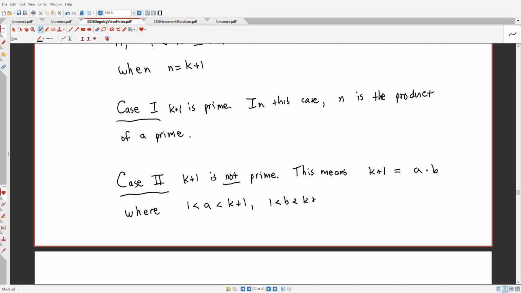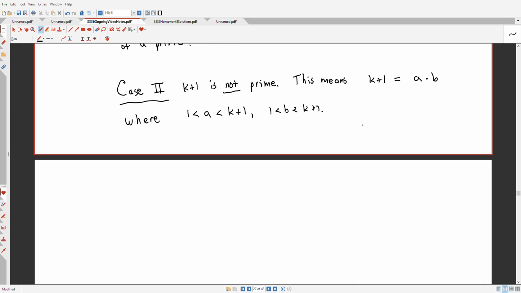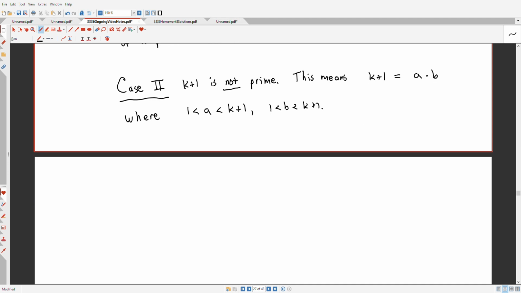And here's where we get to appeal to strong induction. Look at what we have here. I'll just highlight these, just to be pedantic. The number a, which is a divisor of k plus 1, is less than k plus 1. So our strong inductive hypothesis applies to the number a.